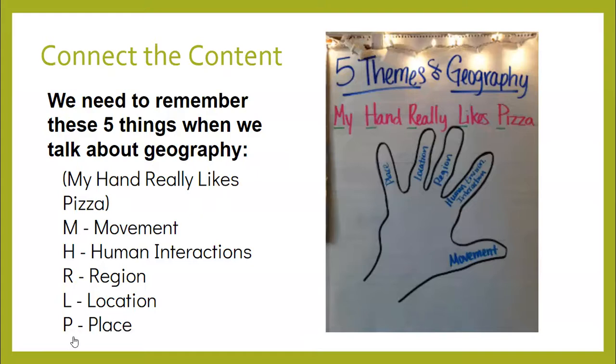What are the 5 themes of geography? Well, we can remember that by using this anchor chart. My hand really likes pizza. The M stands for movement, the H stands for human interactions, the R stands for region, the L stands for location, and the P stands for place.